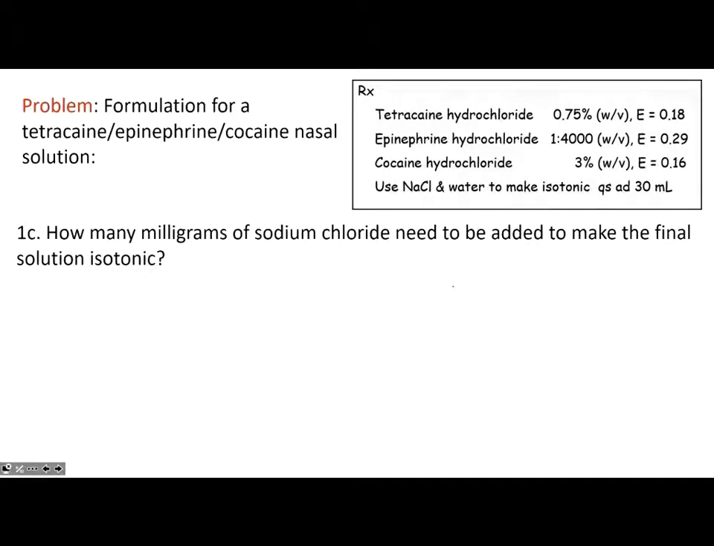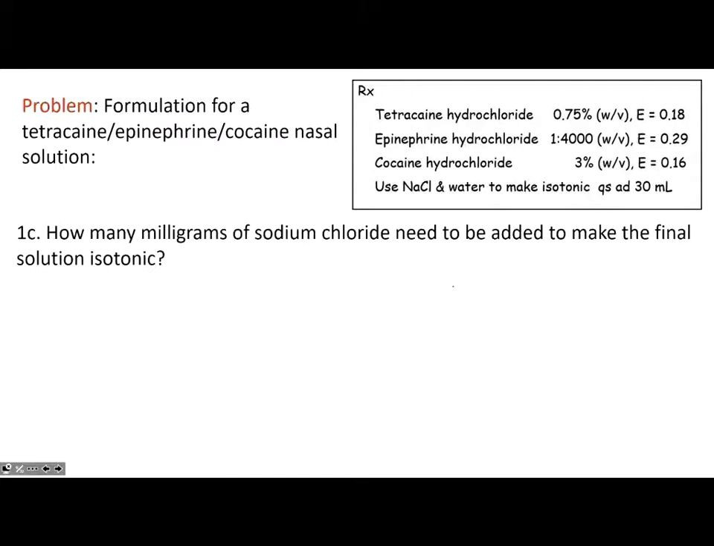What values did I give you for isotonicity calculations? E values. E value stands for what? The sodium chloride equivalent. All right. So let's use those E values and go. Essentially the target here, using the E values, is that we know how much drug for each of those, but we need to determine how much sodium chloride that amount of drug is equivalent to, okay?